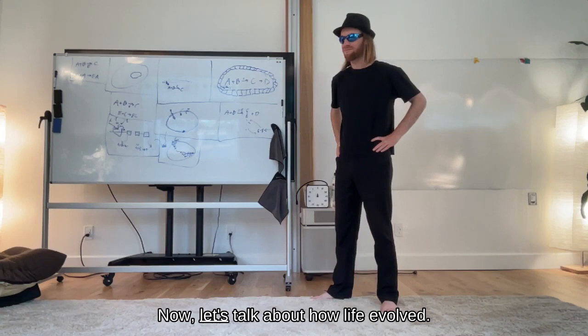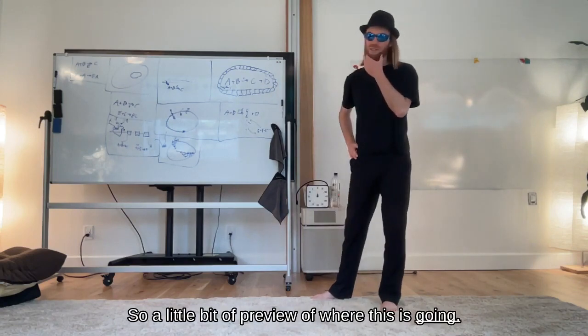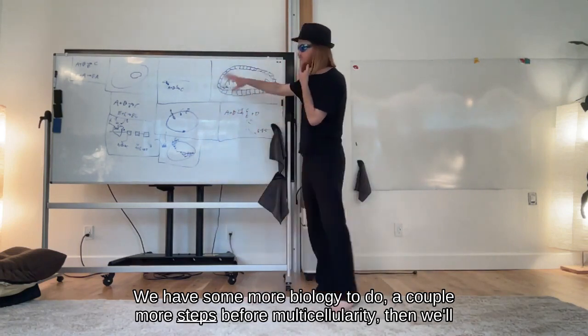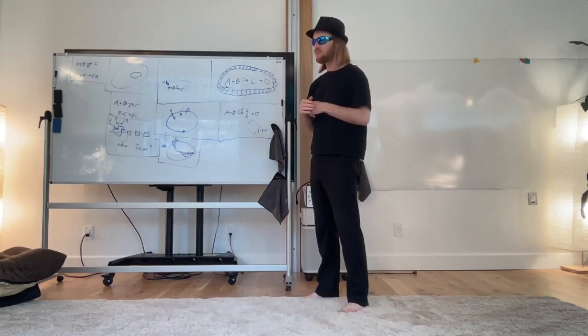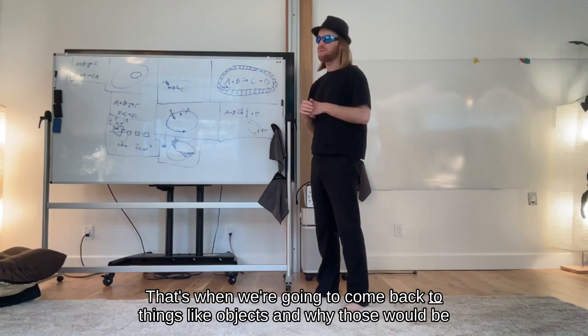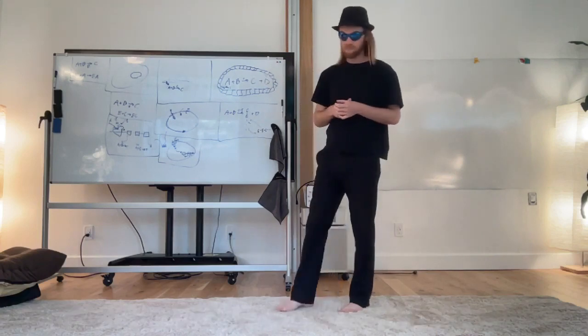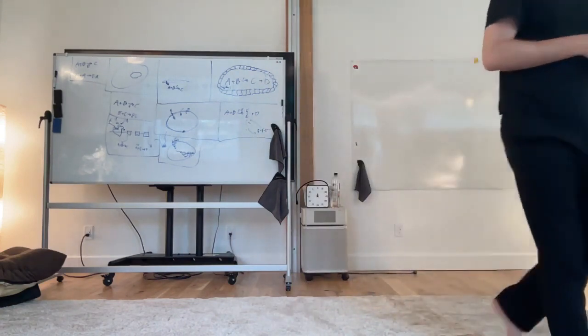Now, let's talk about how life evolved. Yes. So a little bit of preview of where this is going. We have some more biology to do, a couple more steps before multicellularity. Then we'll talk about multicellularity for a bit. Then we'll start to talk about higher level minds like animals and humans. And that's when we're going to come back to things like objects and why those would be sorts of concepts that humans and animals also end up using. Okay. Cool? Yeah. All right.